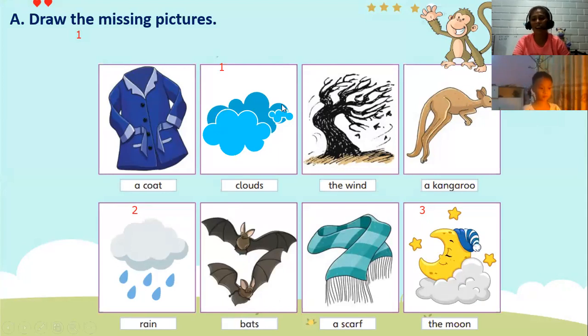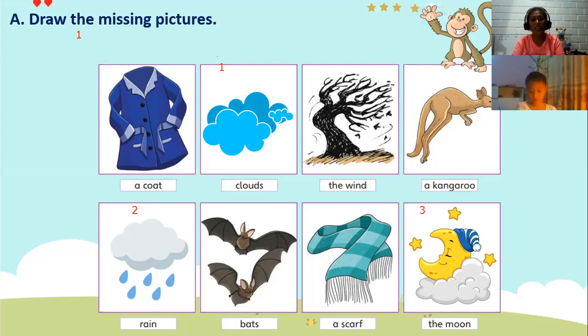Have you seen the clouds? Yes. What's the color of the clouds? It's a blue. Yay! How about number two? This is the rain. And number three, the moon is sleeping. Look at the moon. Yeah. Okay, can you see that one? Yes. Do you understand? Yes. Very good.